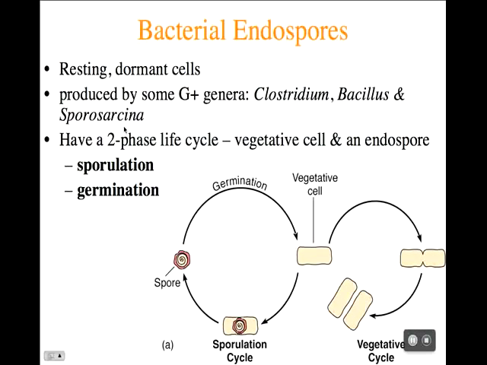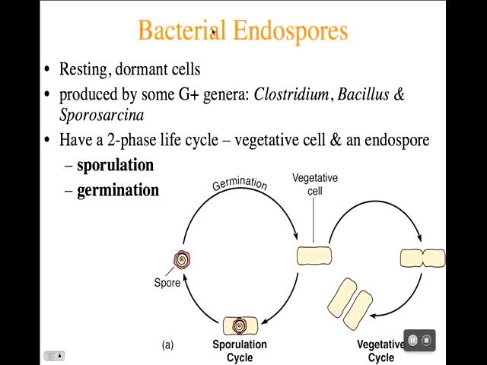So, for example, Bacillus anthracis that causes anthrax can form spores. Bacillus cereus that causes a type of food poisoning can form spores. Clostridium tetani that causes tetanus can form spores. So there's only a couple of them that do this: those in the genus Clostridium, the genus Bacillus, or the genus Sporosarcina. All right, so again, the spore is this resting or dormant stage.